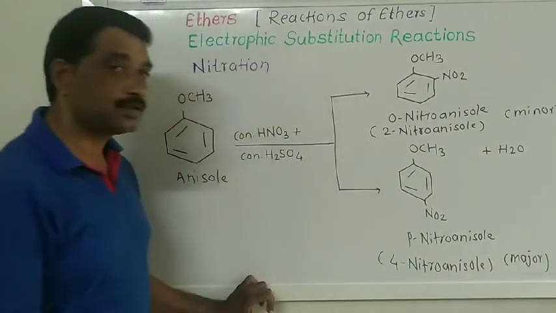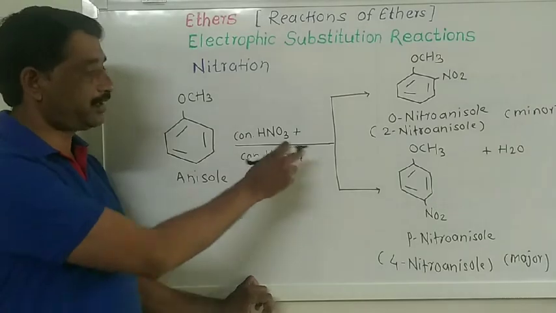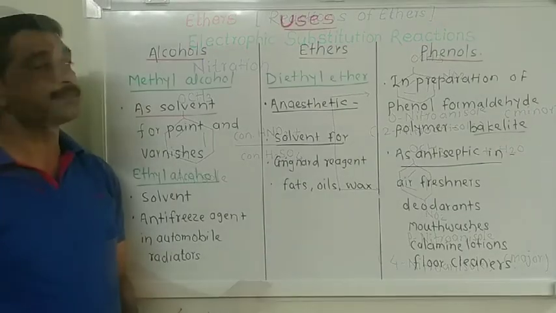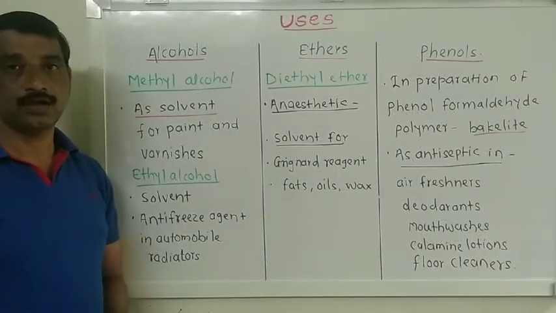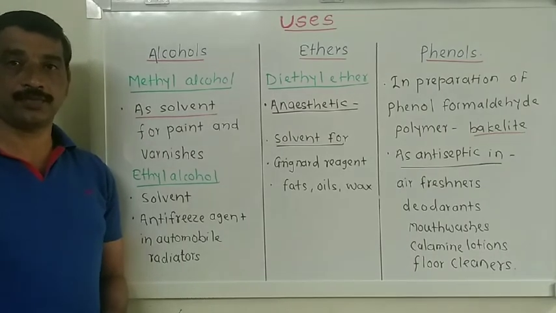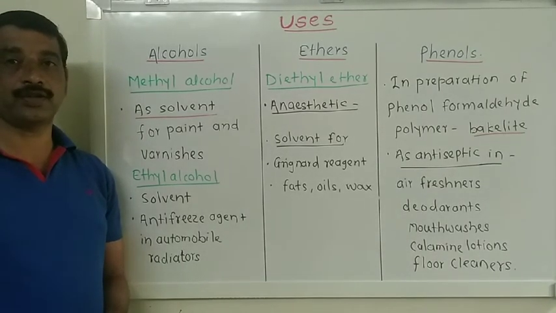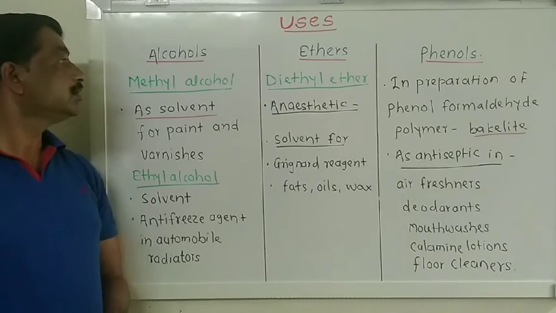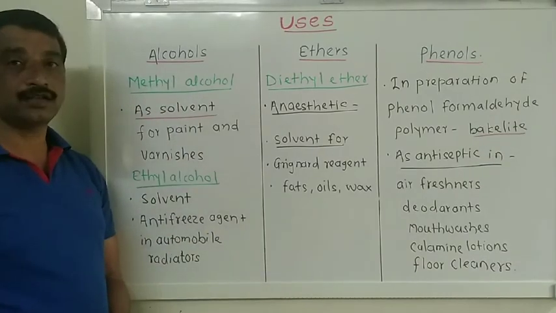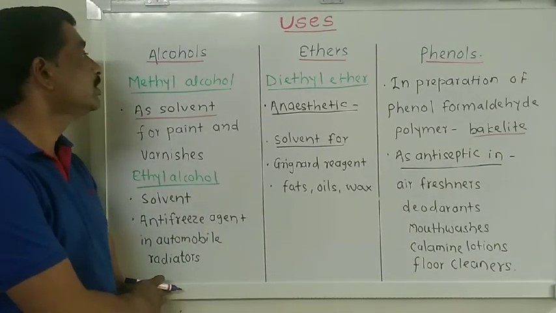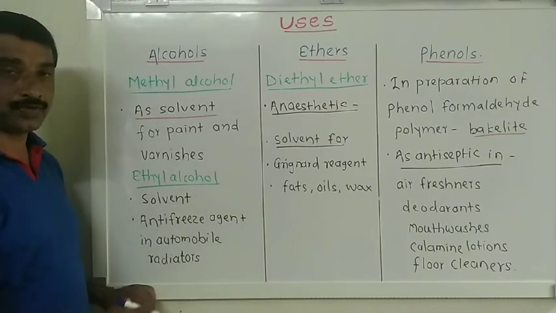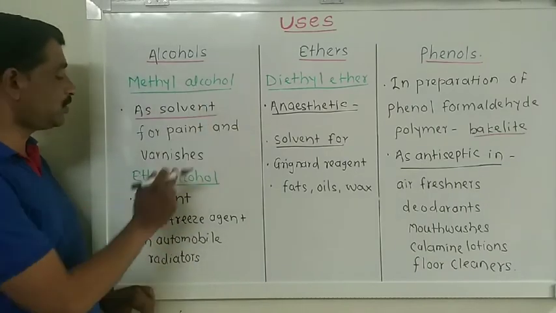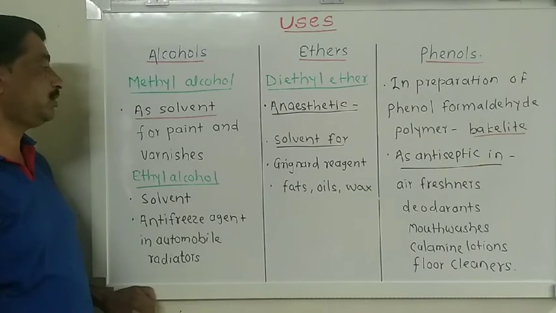So this is nitration. Anisole on nitration gives a mixture of ortho and para products. Next are the uses of alcohols, phenols and ethers. Alcohols, phenols and ethers are very important compounds. They have wide uses in different fields. First we consider uses of alcohols. Two important alcohols are very useful: first one is methyl alcohol and second one is ethyl alcohol.